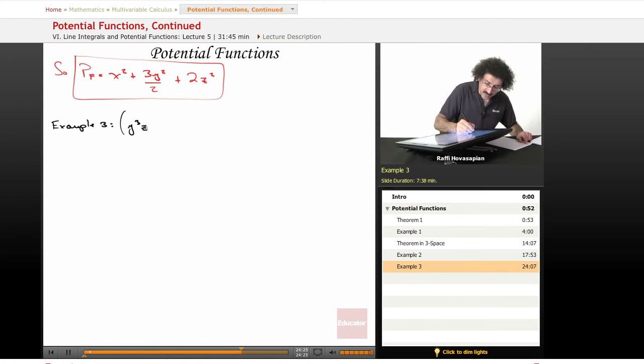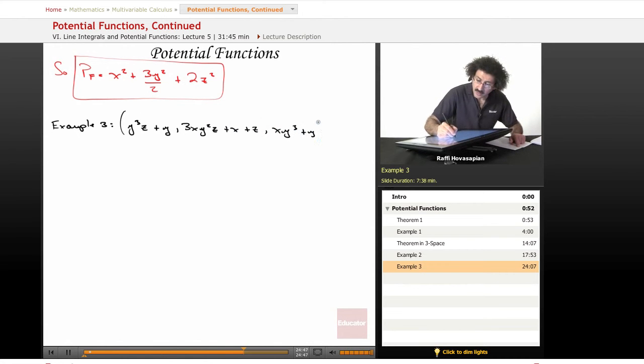y cubed z plus y, 3xy squared z plus x plus z, and xy cubed plus y. Okay, so that's our vector field. Let's recover the potential function.